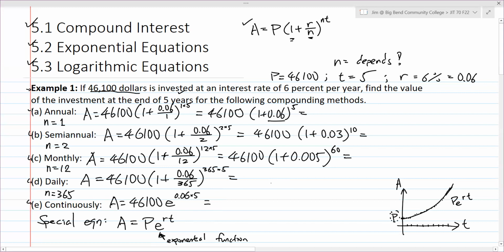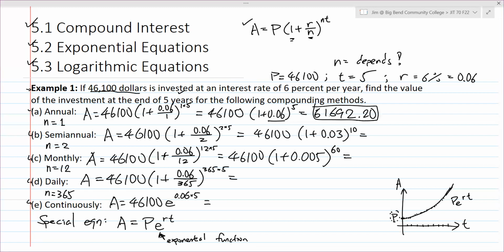Okay, now we're going to calculate the final amount and compare them. That is the purpose of this question. So in part A, if you have your scientific calculator, then you should be able to calculate each of them. So the first amount will be 61,692.2. If you want 2 decimal points, we can leave it there. So for the annual rate, that's how much money you own 5 years later in your account.